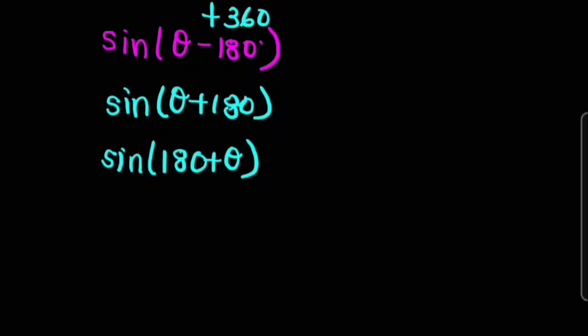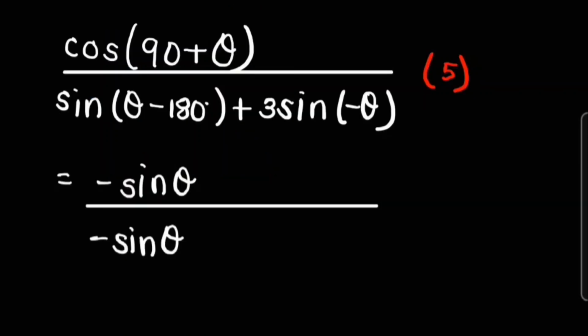Since both terms are now positive, we can interchange them. Now this is a reduction formula. 180 plus lies in the third quadrant where sine is negative. So that is negative sine theta. There we have it.